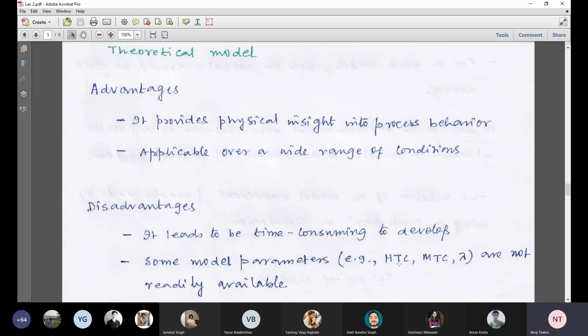This HTC is heat transfer coefficient. Okay, heat transfer coefficient, mass transfer coefficient. This lambda is latent heat. HTC is heat transfer coefficient, MTC is mass transfer coefficient, and lambda is latent heat.